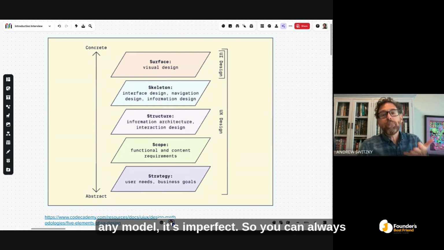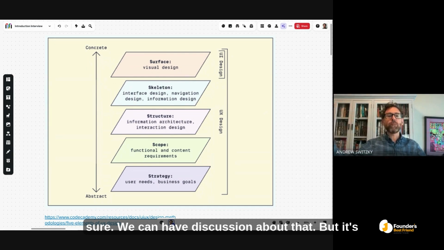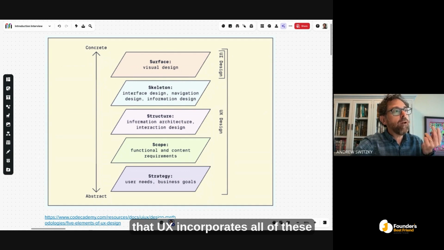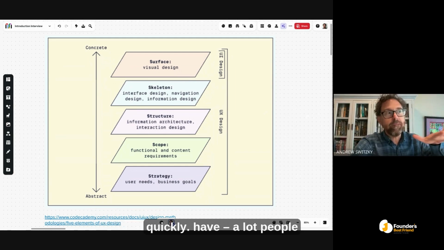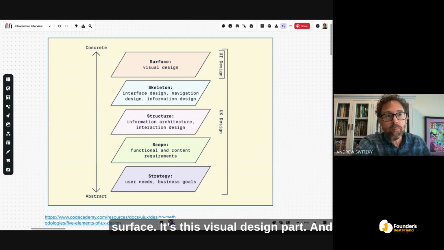So like any model, it's imperfect. So you can always say, well, what about this? What about this? What other thing? Well, sure, we can have a discussion about that. But it's good to give this overview that UX incorporates all of these different things. So I'll go through this very quickly. You have a lot of people talk about UX, UI design. If you notice on this, UI is a very small part of what UX is. It's the surface. It's this visual design part.